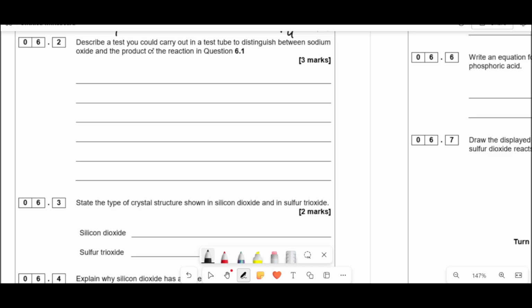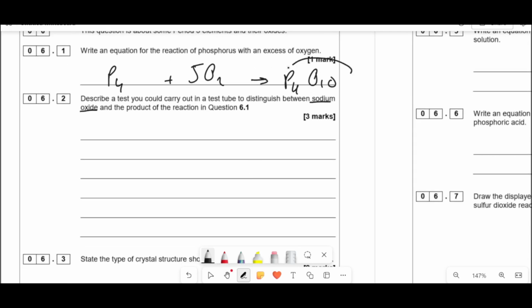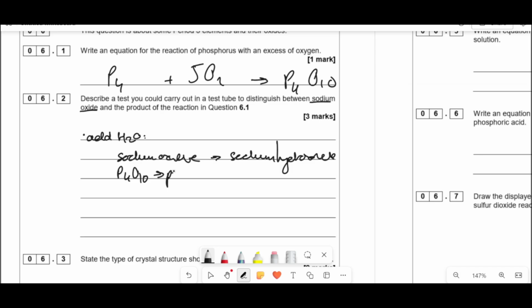Now it says, describe a test you could carry out in a test tube to distinguish between sodium oxide and the product of the reaction in this here. So what I can do is react them with water, because this is sodium oxide. If I react it with water, I'm going to get sodium hydroxide. And if I react this with water, I get phosphoric acid. That's what I'll do. So first of all, I'll add water. The sodium oxide becomes sodium hydroxide. This P4O10 becomes phosphoric acid. But we're not done yet.